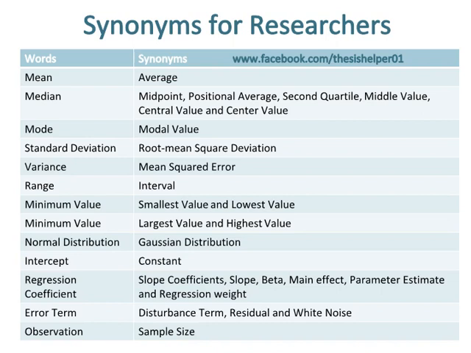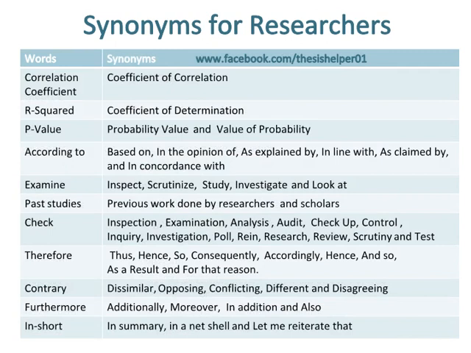Synonyms of error term are disturbance term, residual and white noise. Synonym of observation is sample size. Synonym of correlation coefficient is coefficient of correlation. Synonym of R-squared is coefficient of determination. Synonyms of p-value are probability value and value of probability.